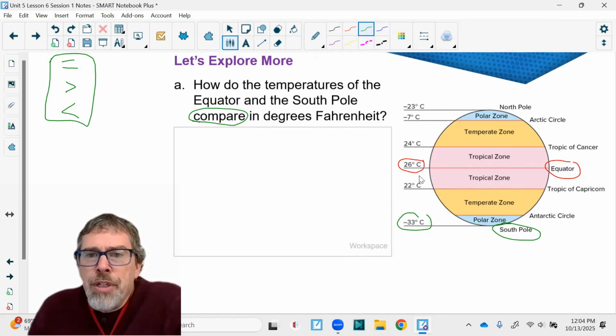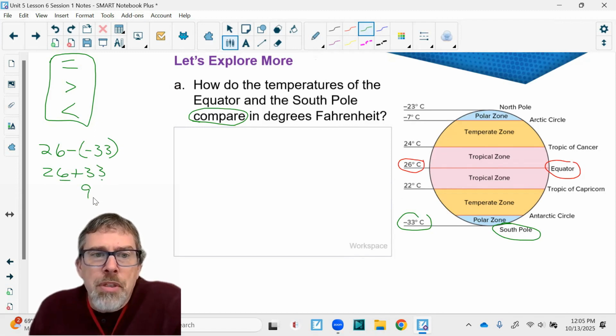Well, negative 33, if we want to know how far apart these are, we take the range, so it'd be the greater number minus the lower number. Let's do it this way. Take the greater number, which is 26 degrees, and subtract negative 33. Well, 26 minus a negative means plus. 26 plus 33, I'm adding these. 6 plus 3 is 9, 2 plus 3 is 5. That's a difference of 59 degrees.